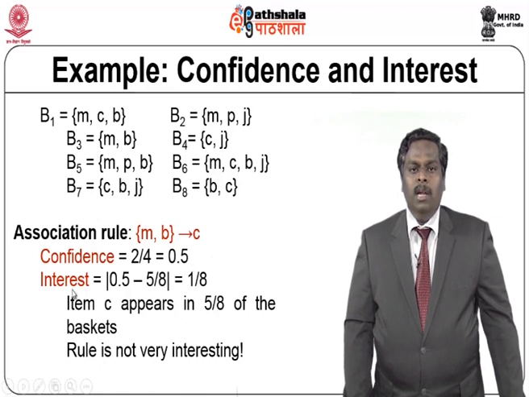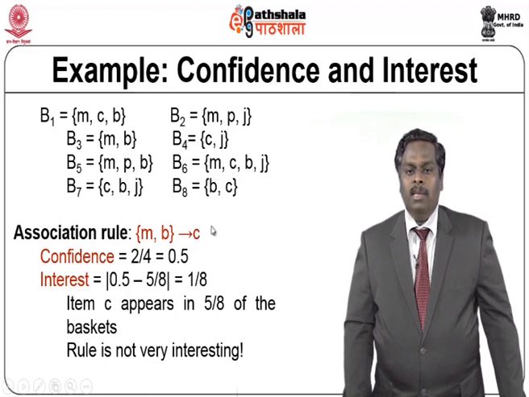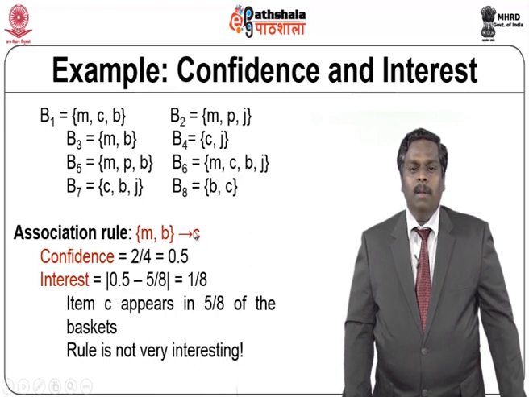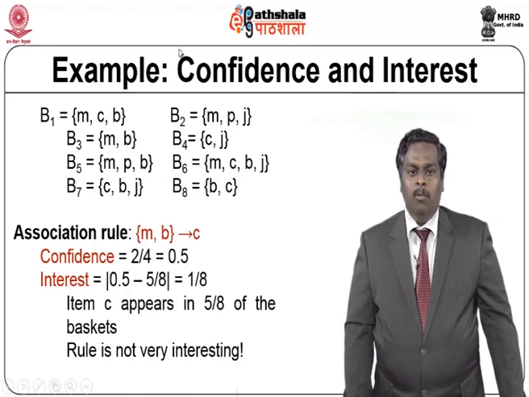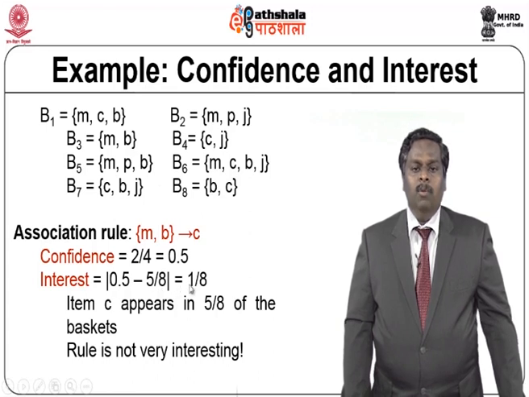Now, interest is the difference between the confidence and the probability of the item in the RHS of the given rule. So, confidence for the given rule is 0.5 minus the probability of the item C. Probability of the item C is the number of transactions in which item C has occurred divided by the total number of transactions. Totally there are 8 transactions. Among these 8 transactions, in 5 transactions item C has occurred, that is B1, B7, B4, B6 and B8. So, the probability will be 5 divided by 8.